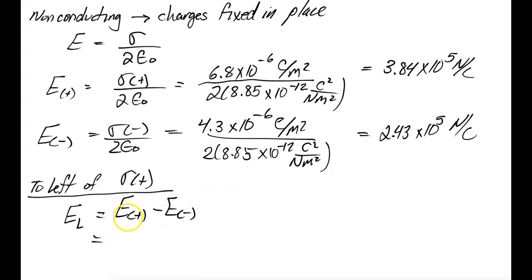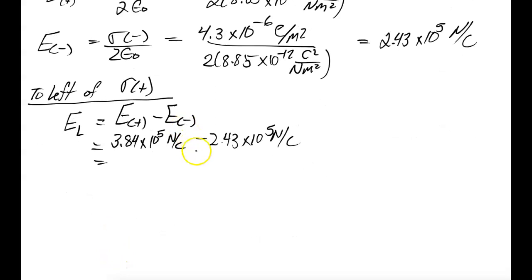If we get a negative answer, it will be in the direction of E minus. If we plug these numbers in, we have 3.84 times 10 to the 5th Newton per coulomb minus 2.43 times 10 to the 5th Newton per coulomb, which gives us a value of 1.41 times 10 to the 5th Newton per coulomb. Since this is positive, it will be in the direction of E plus, which is to the left.